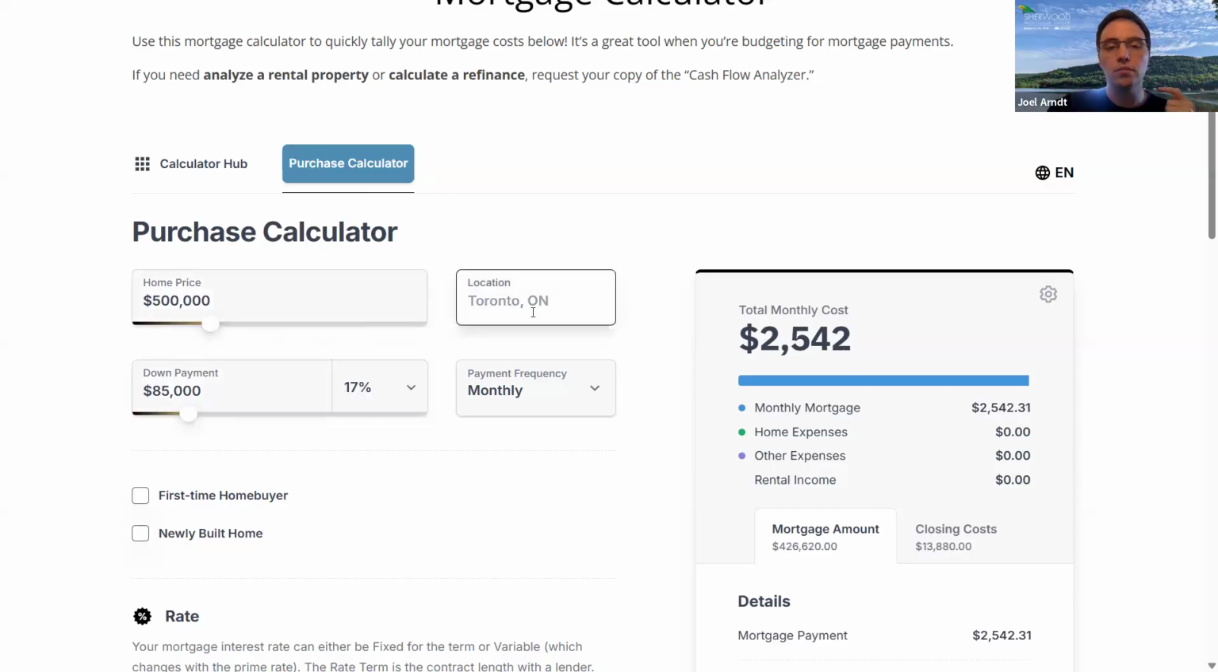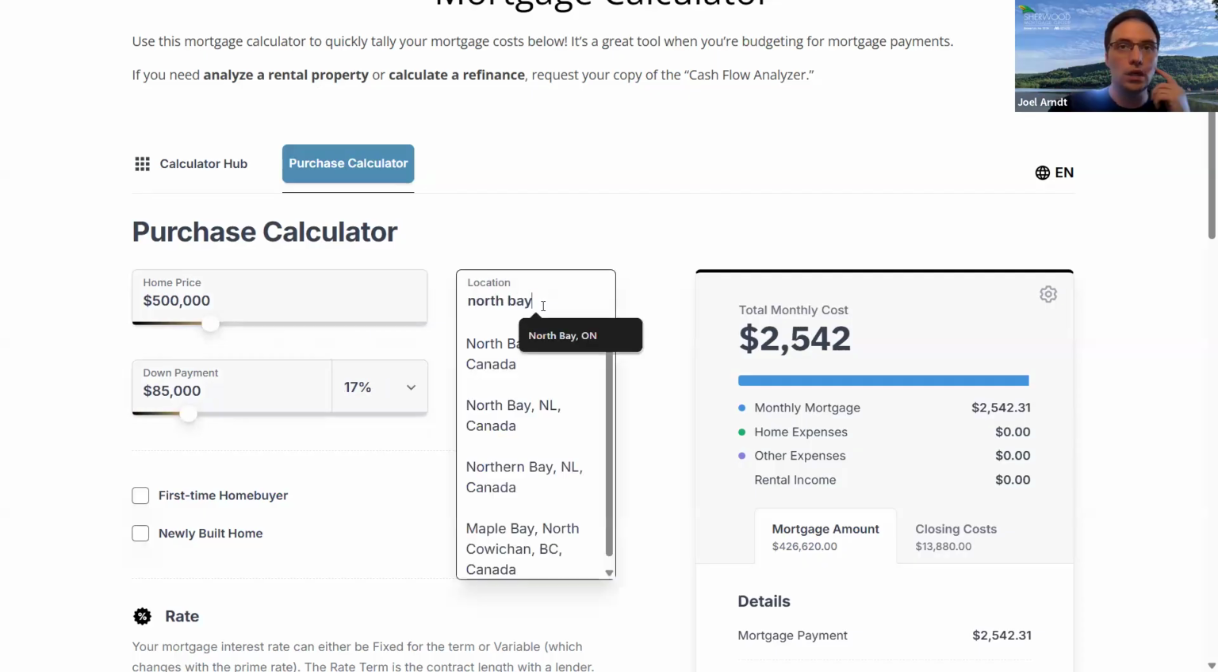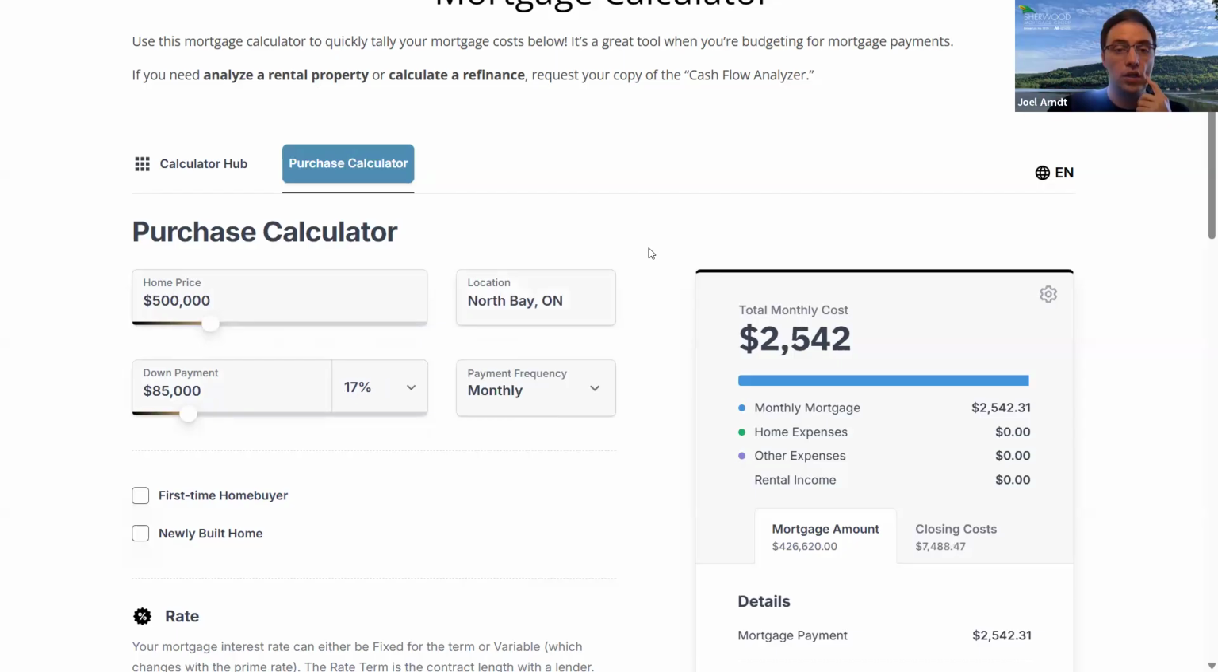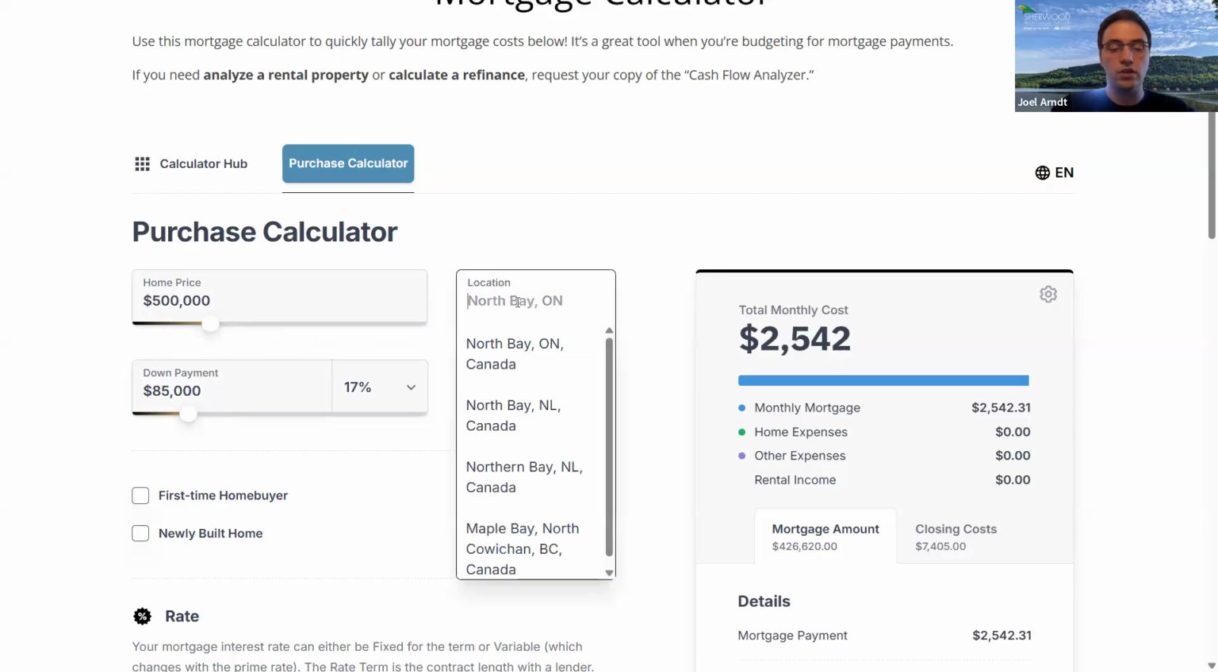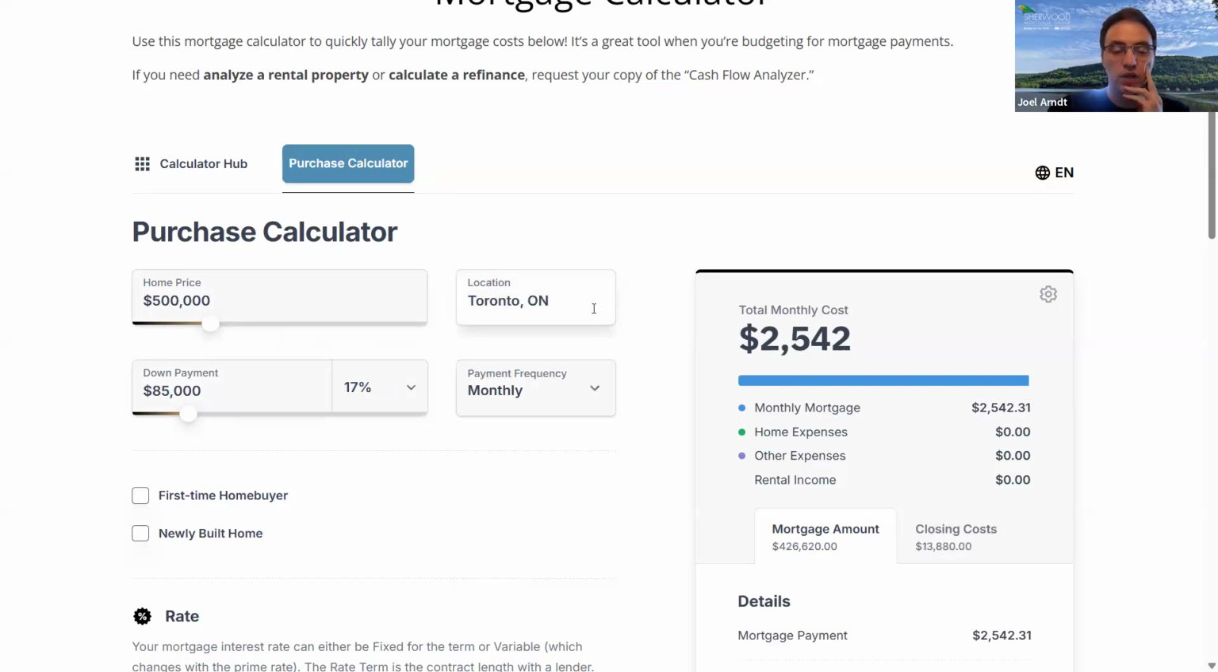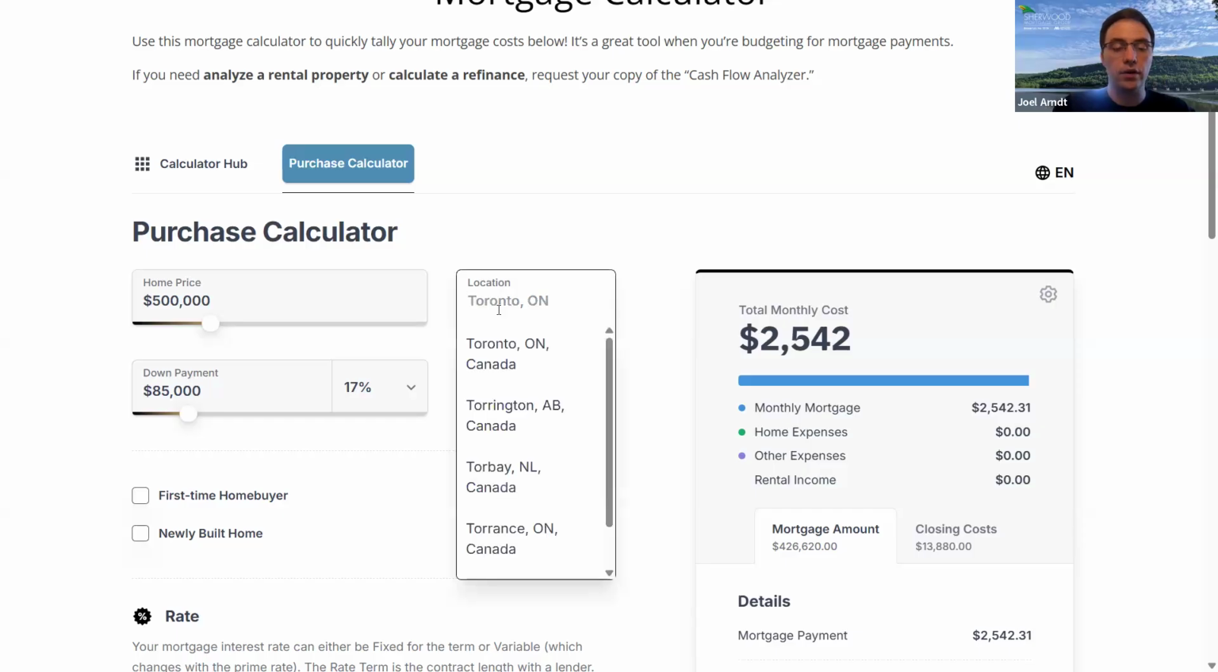And location matters when we're talking about the land transfer tax and such. You'll see the closing costs just adjusted. I'm actually going to switch this back to Toronto and watch how the closing costs adjust. Okay. It's because Toronto has different land transfer tax rules than the rest of Ontario. Let's go back to North Bay.